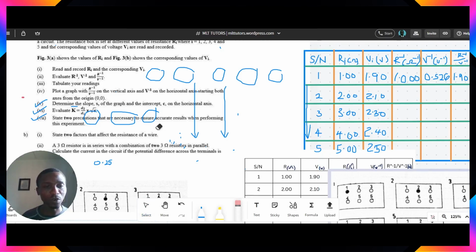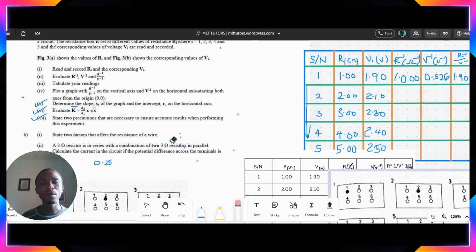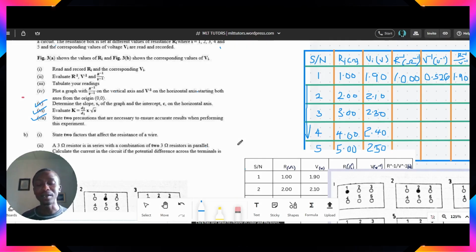Then state two precautions that are necessary to ensure accurate result when performing the experiment. For the precaution, you have to mind your tenses because you are not the one that performed the experiment, so you are not expected to put your tenses in past. You put it in future. So I can say that my first precaution is that I would ensure, because if I'm the one that performed this experiment, let's see the diagram.